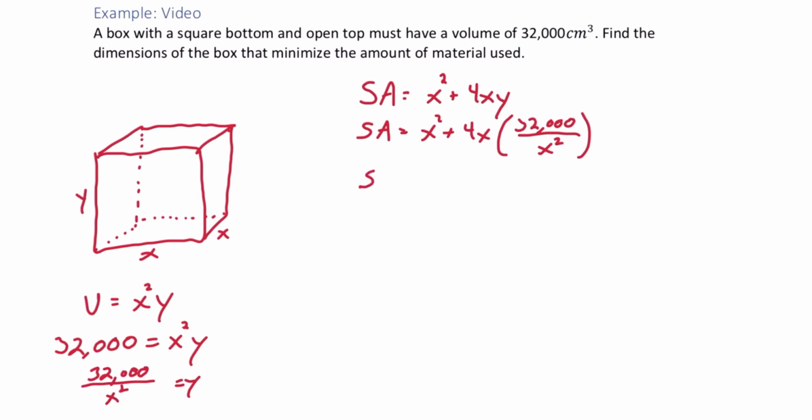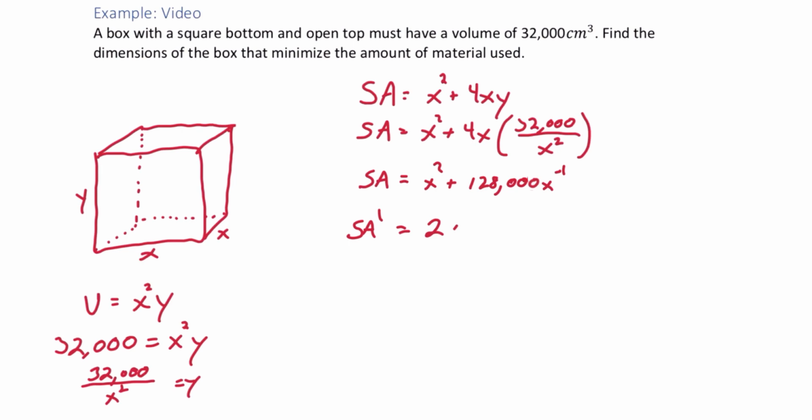Simplifying this, we can get that surface area is x squared plus 128,000 x to the negative 1. Now that we have surface area in terms of a single variable, we can try to minimize this by taking the derivative.